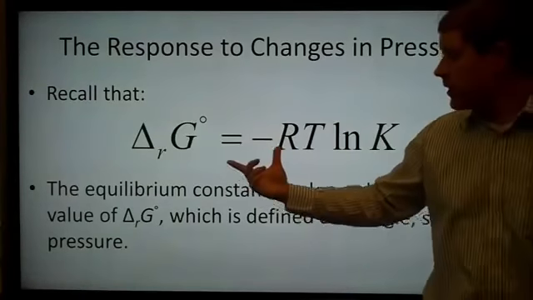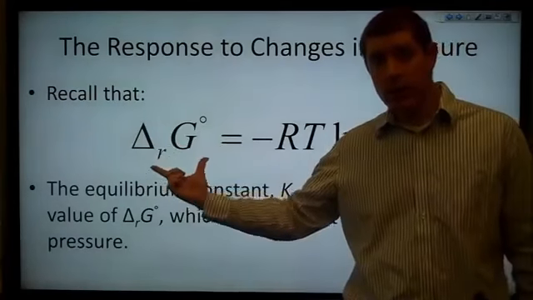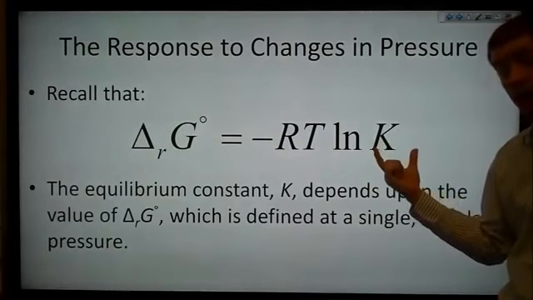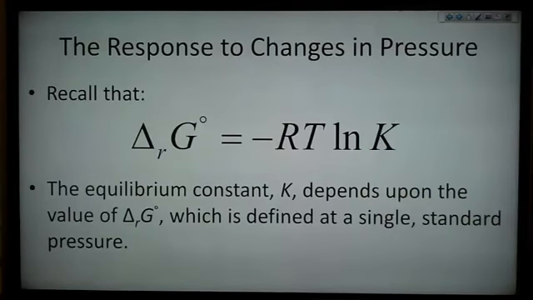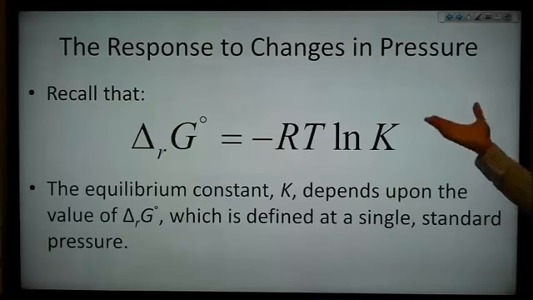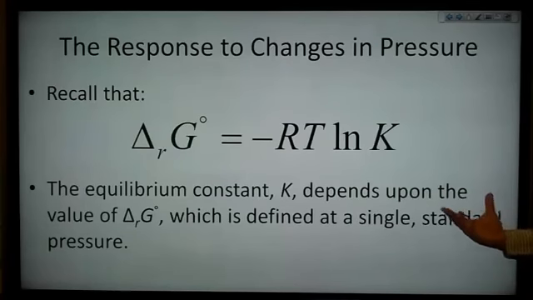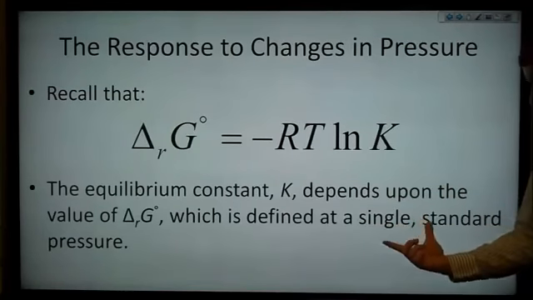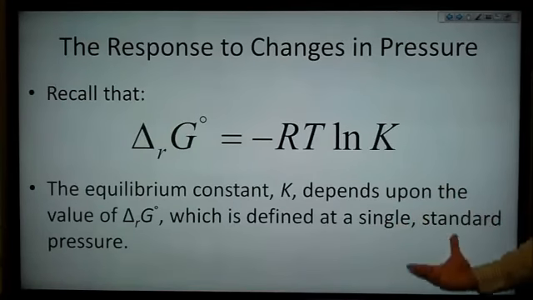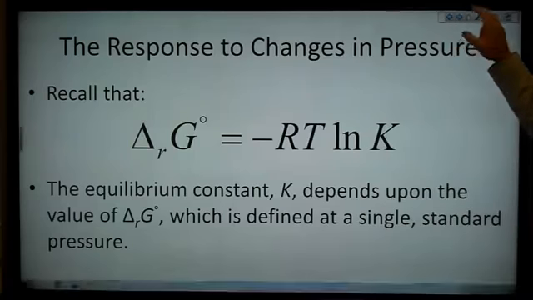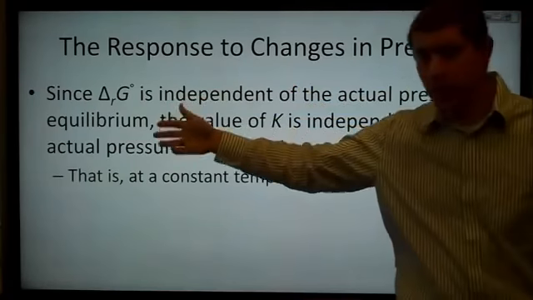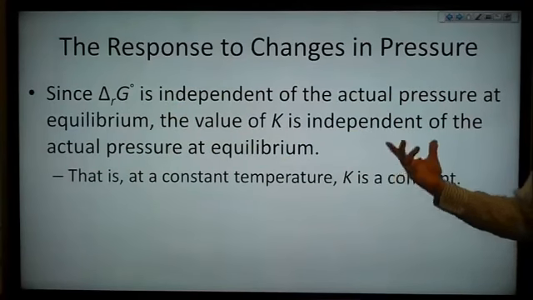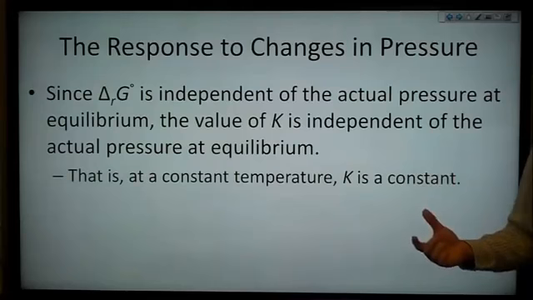So remember that ΔrG° , the standard Gibbs energy of reaction, is equal to minus RT times the natural log of K. K here again is our equilibrium constant. So the value of K depends on the value of ΔrG°, which again is defined at a single standard pressure. So since ΔrG° is independent of the actual pressure at equilibrium, the value of K is independent of the actual pressure at equilibrium.